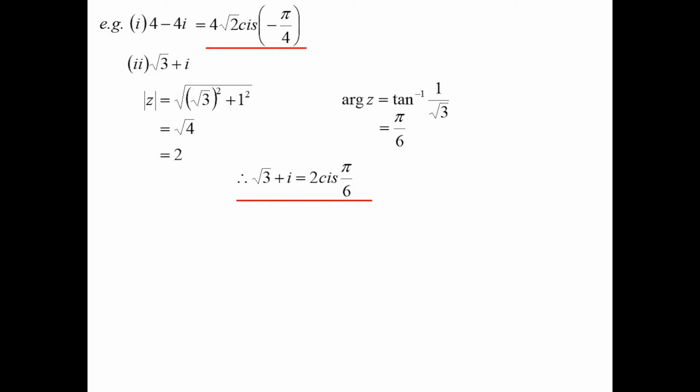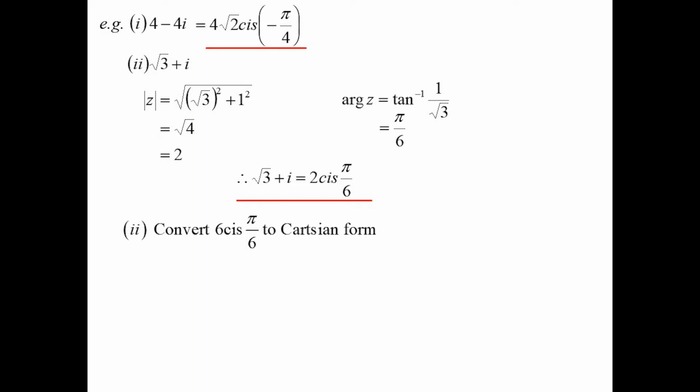4. Root 3 plus i, you'll see these ratios, the exact ratios, coming up a lot. So obviously we know the exact values for them. So the modulus of that one is 2. The argument, 1 on root 3, they're both positive, so I must be in the first quadrant. So I'm looking for an acute angle here. So we get pi on 6. So that would be 2 cis pi on 6.